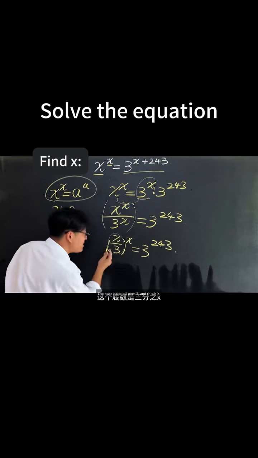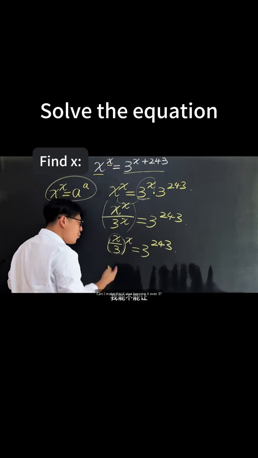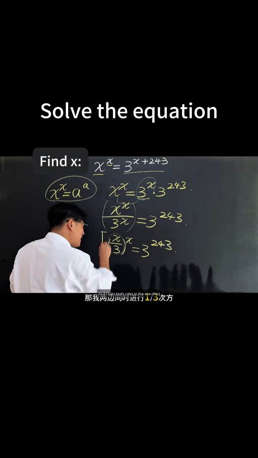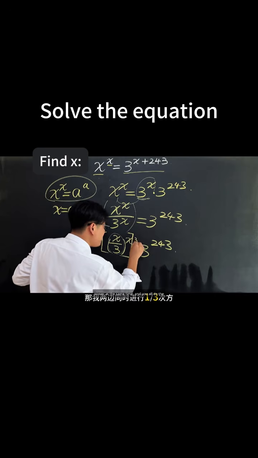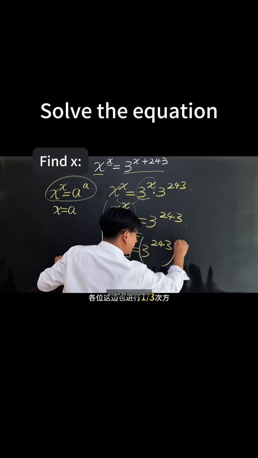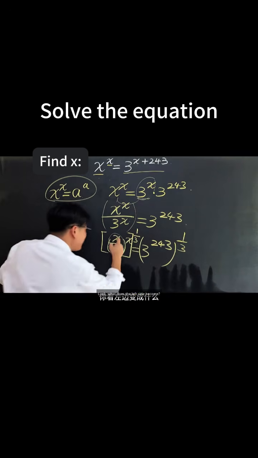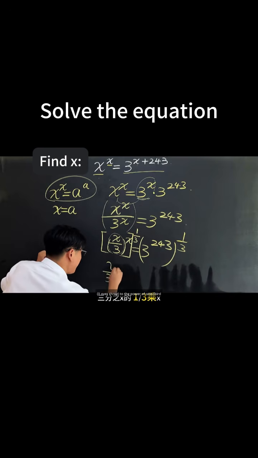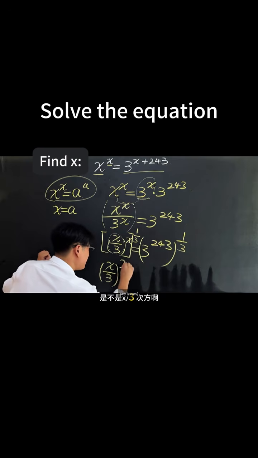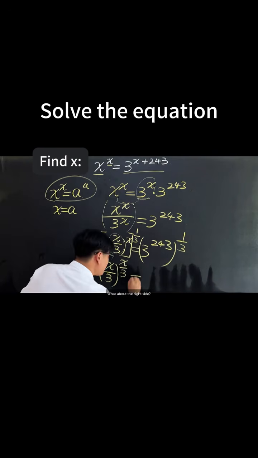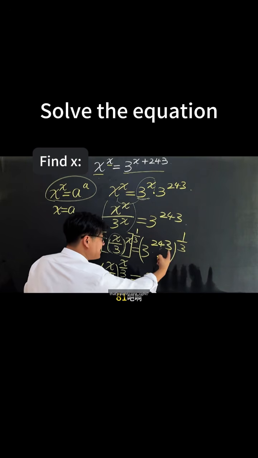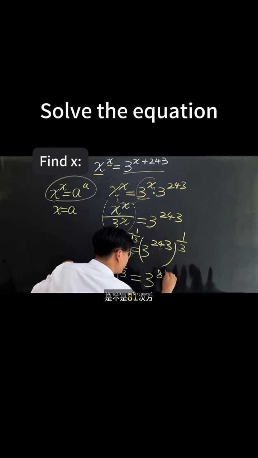The base here is x over 3, and this is x. Can I make this x also become x over 3? So if I take both sides to the 1/3 power at the same time, and you all do the 1/3 power here as well, doesn't that achieve the isomorphism? Look, what does the left side become? x over 3 to the power of 1/3 times x. Isn't that x over 3 to the xth power? Any issues? What about the right side? 3 to the 1/3 times 243, that's 81, right? Isn't it to the 81st power?